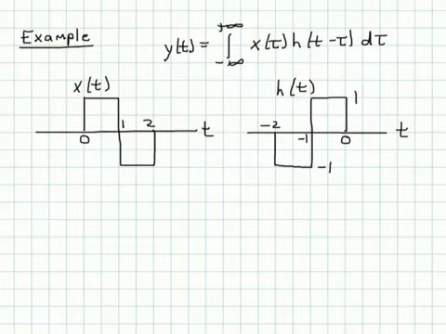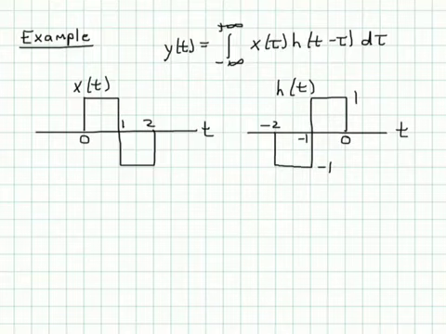Okay, so the convolution integral, as you hopefully remember from class, looks like this. y of t, the output of the convolution, is equal to the integral from minus infinity to plus infinity of x of tau times h of t minus tau d tau. So x and h are two given functions.